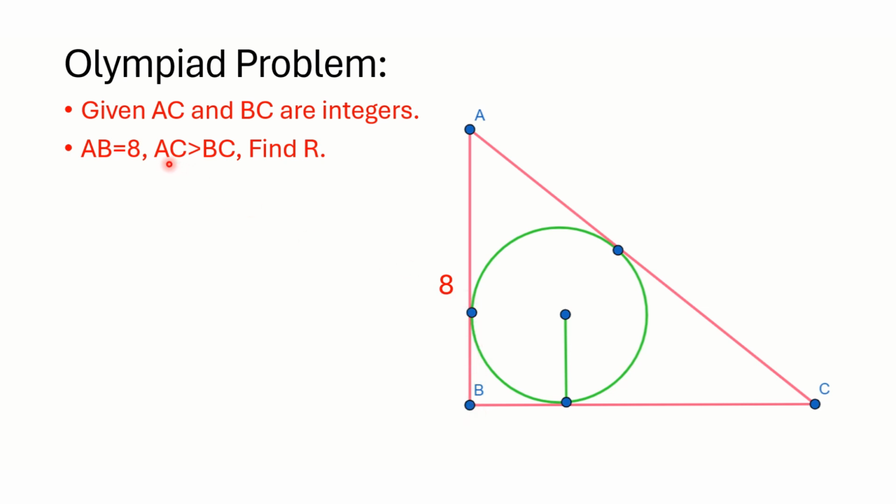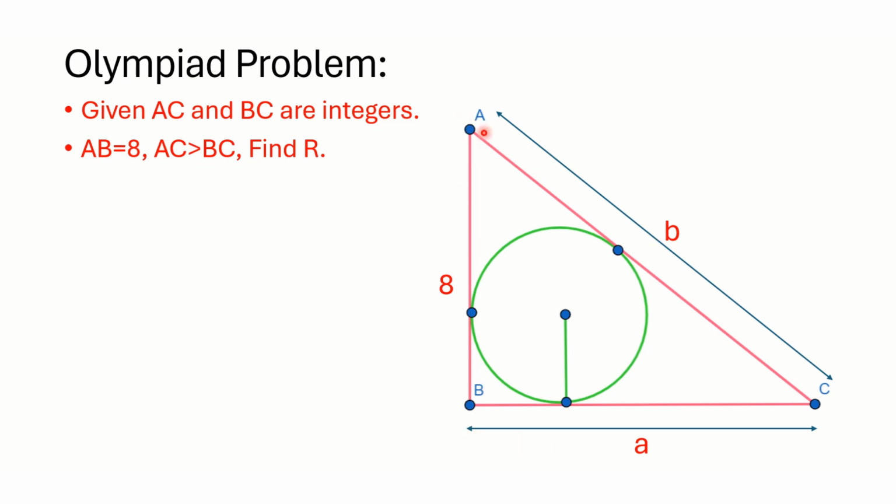it is also given that length AC, the hypotenuse, is greater than length BC, this side, and that should be because the hypotenuse is always greater than the side. So let us see how we can solve this problem. This side, the hypotenuse, is in front of angle B, so let's call it b, and this side is in front of vertex A, so let's call it a.